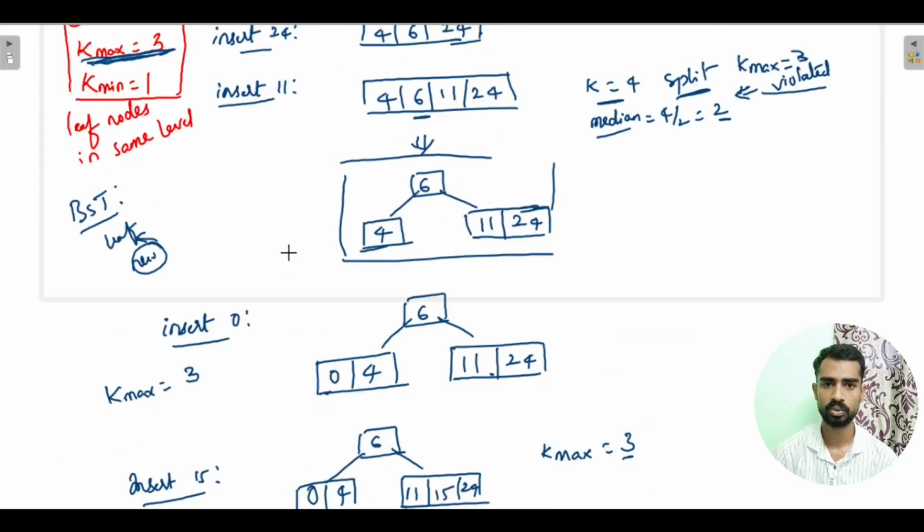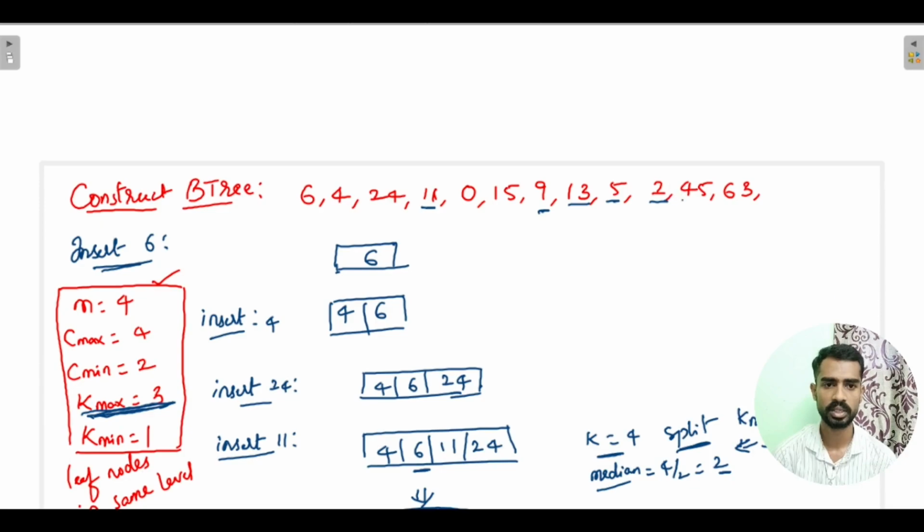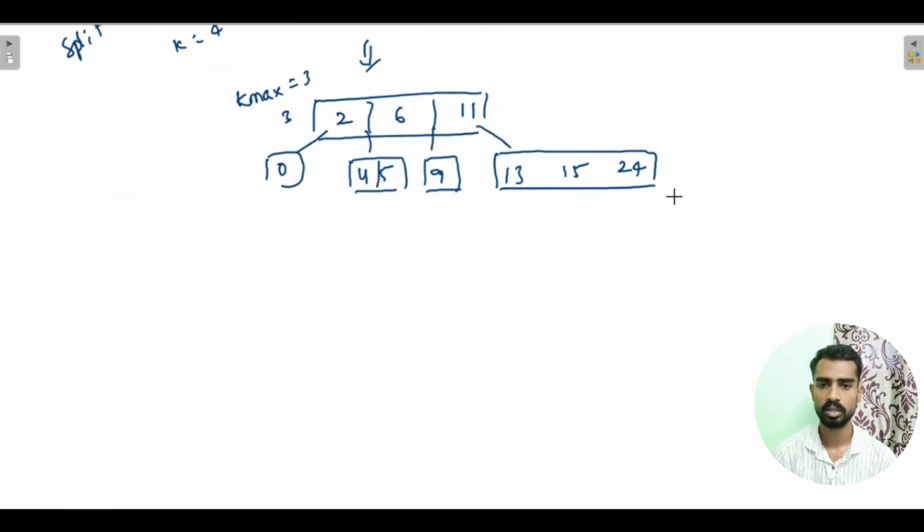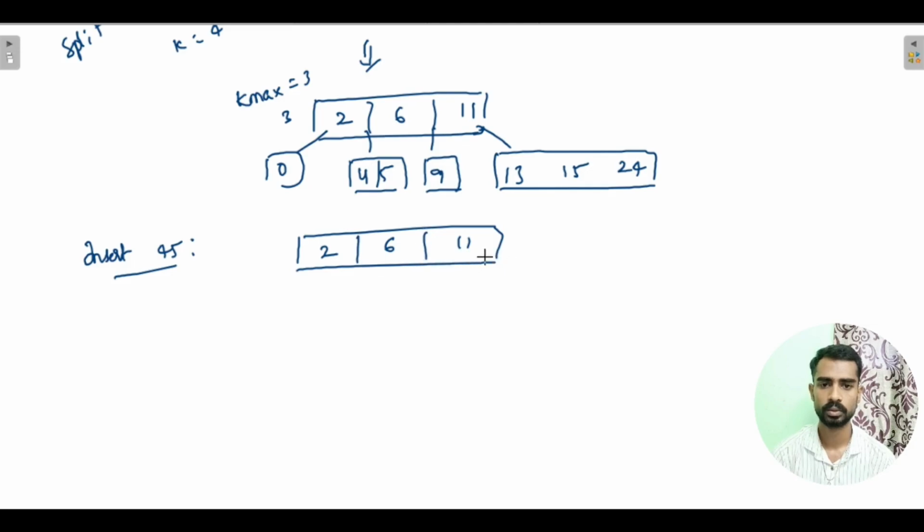After inserting 2, what is the next value? The next value is 45. Now we'll insert 45. So where will the 45 go now? 45 will go to the right subtree of 11. Okay, and I'll just quickly copy this. So here if you see, 45 can be inserted for this node. So 15, 24 and 45.